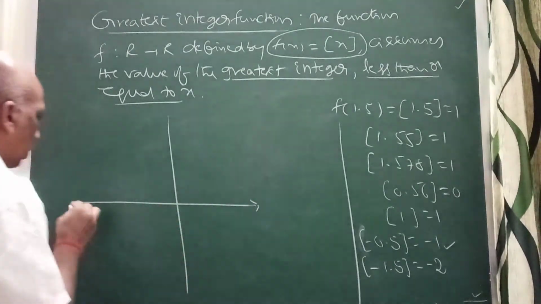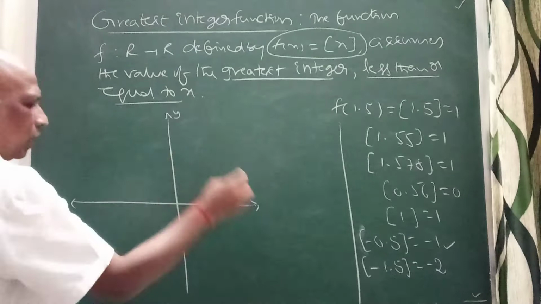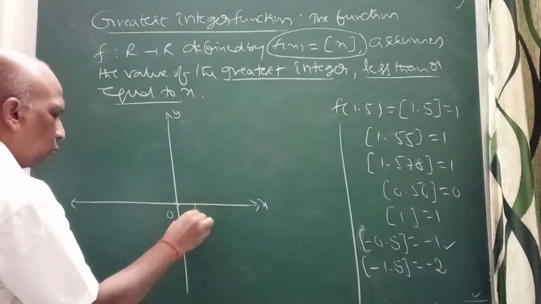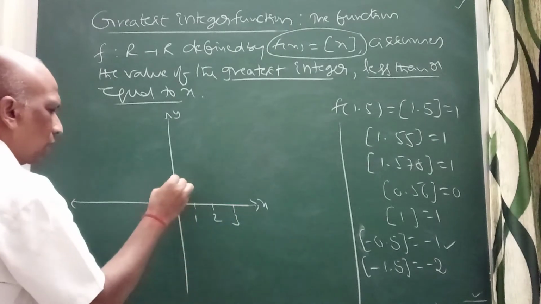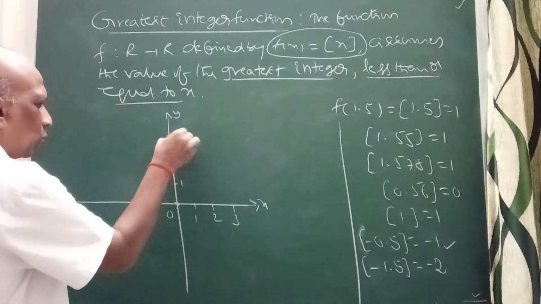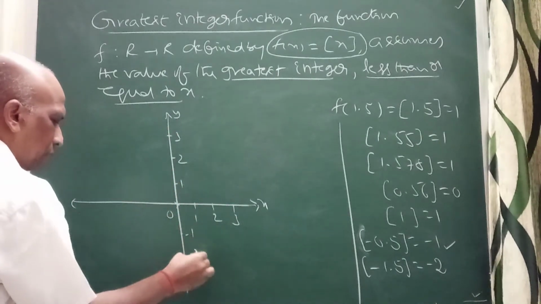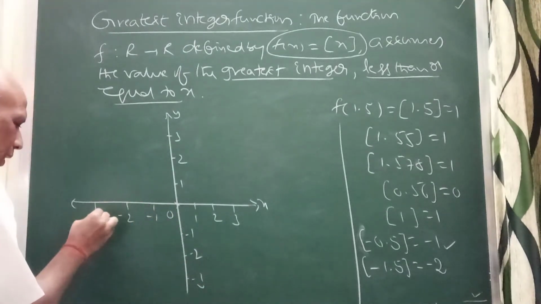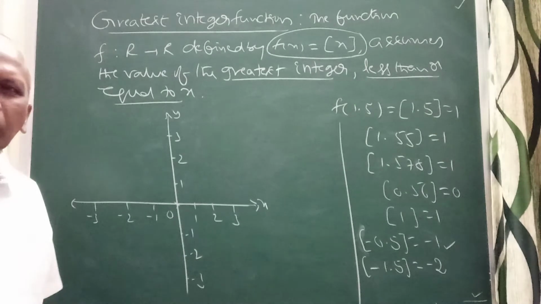I'm planning to just draw the graph of this one. You can think about this one. The graph of this, I can write 0, 1, 2, 3, and then minus 1, minus 2, minus 3, on both axes. Just think about the graph.